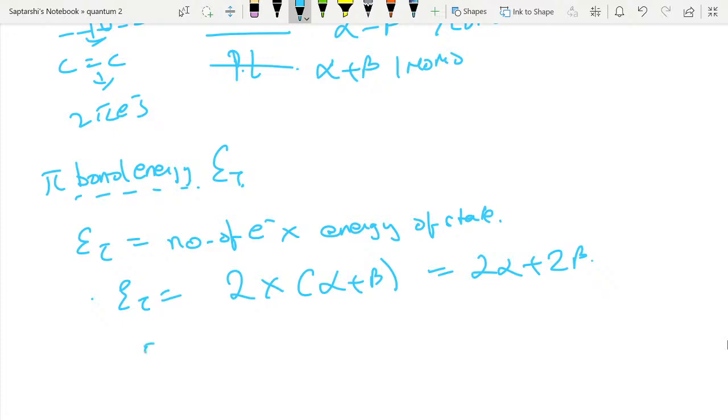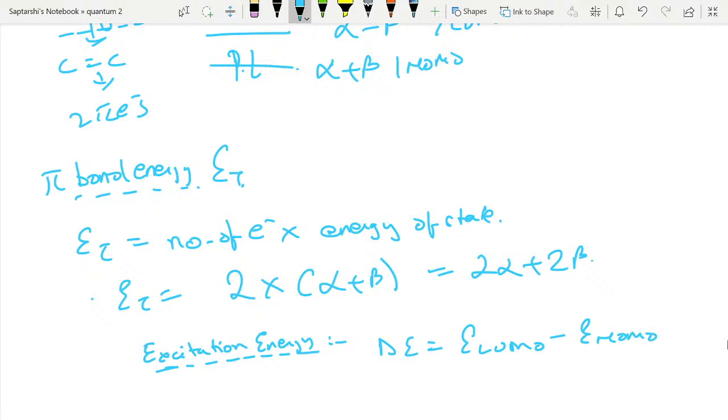Now let us talk about the excitation energy. For this, delta E equals E of LUMO minus E of HOMO. This equals alpha minus beta minus alpha plus beta, so this equals minus 2 beta. The higher level has a minus sign, with more antisymmetry to it, and the lower level has a positive sign.